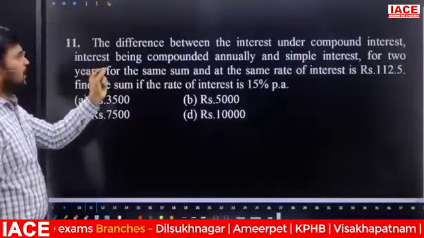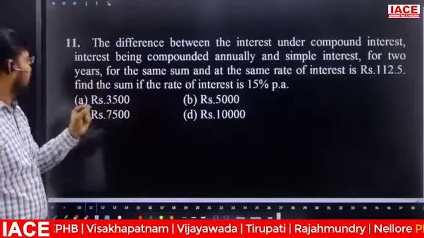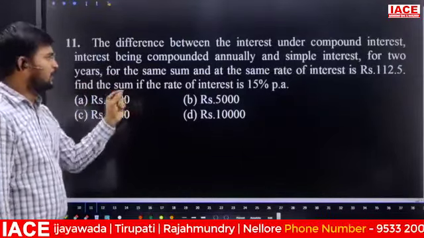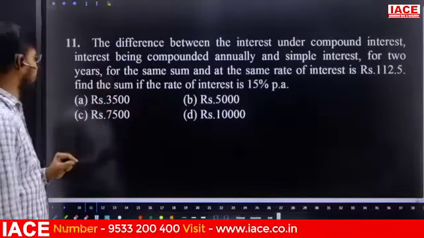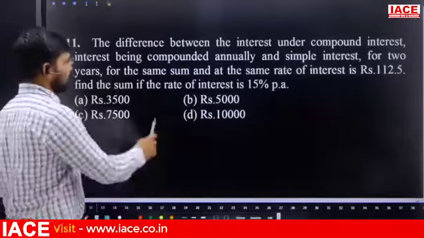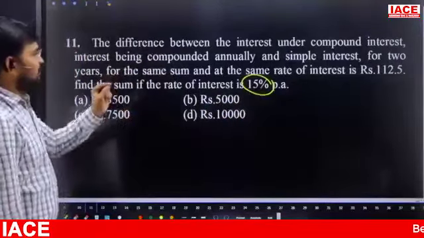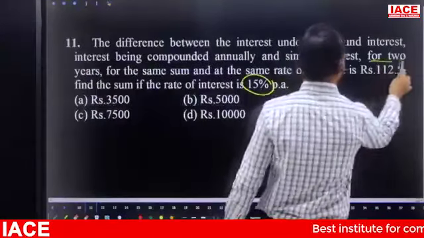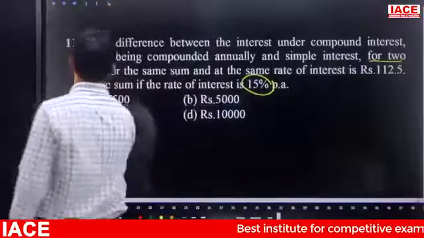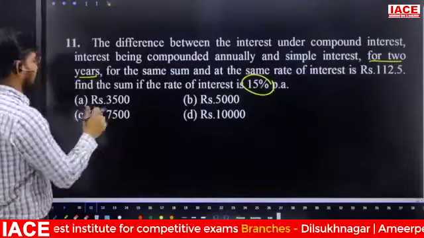The difference between the interest under the compound interest being compound annually and simple interest for 2 years for the same sum and at the same time rate of interest is 112.5. Find the sum if the rate of interest is 15% per annum. They're asking 2 years now. The difference between the simple interest and compound interest for 2 years. They're asking sum. Find the sum.